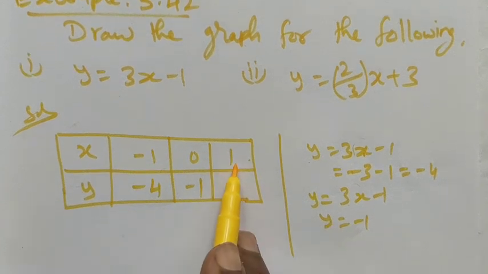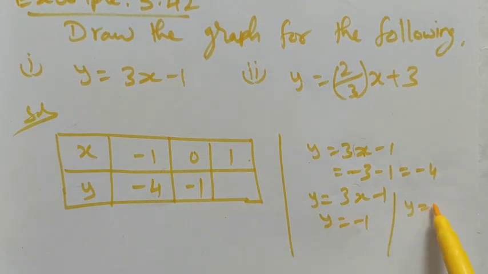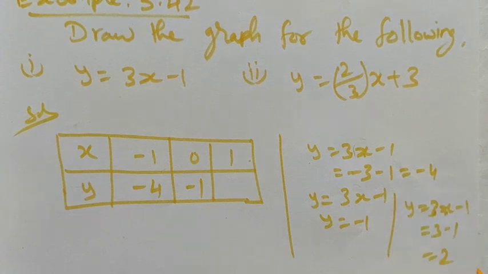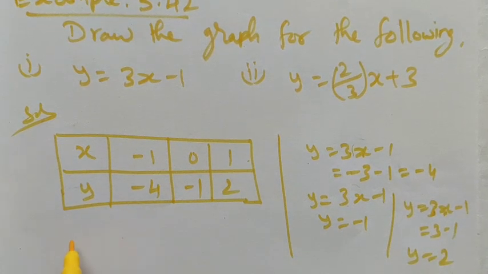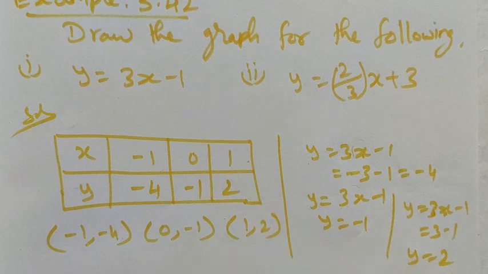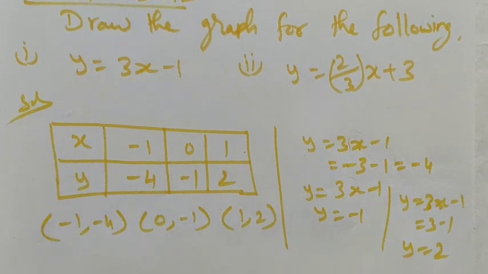Next, in the place of x, I apply the value 1. 1 times 3 is 3, minus 1 is equal to 2. That is the y value. Now we have the ordered pairs as (-1, -4), then (0, -1), and then (1, 2). Now we have to represent this in a graph sheet.